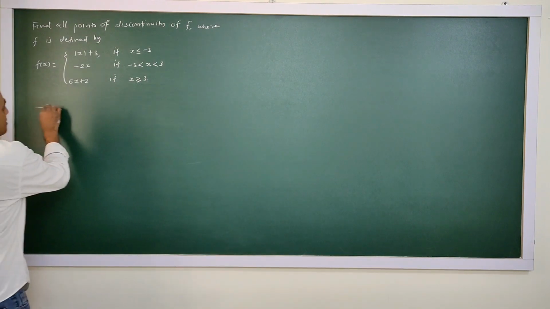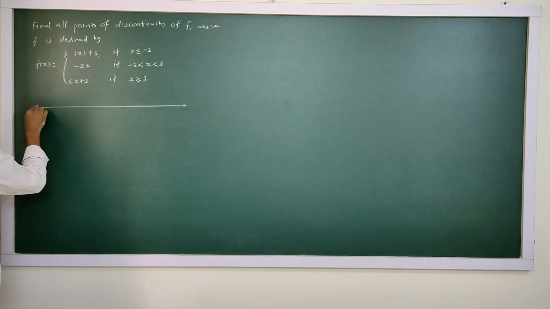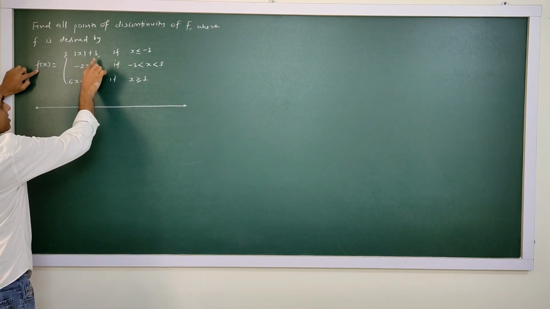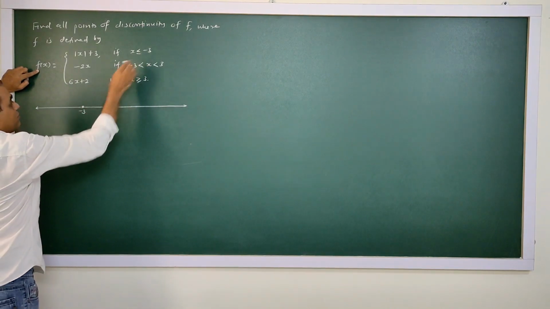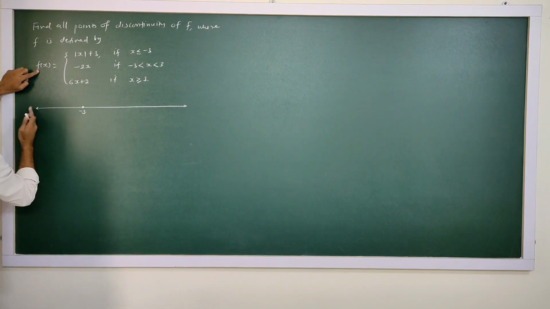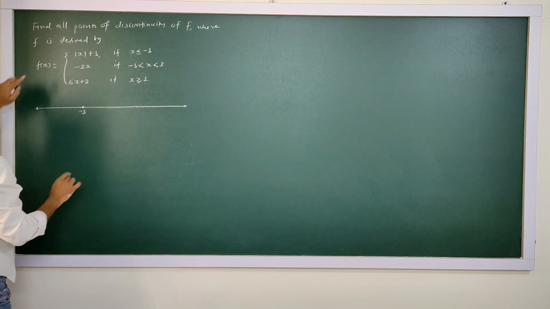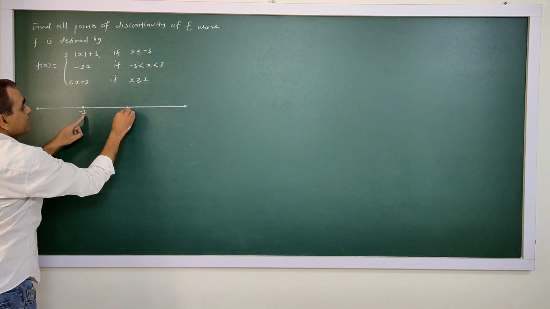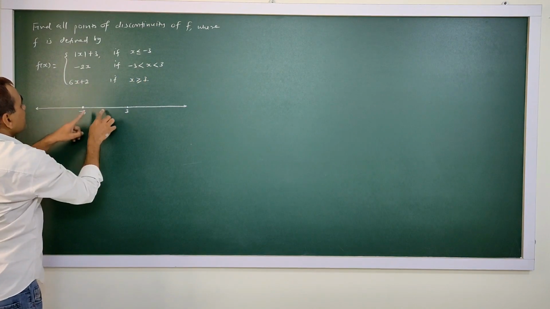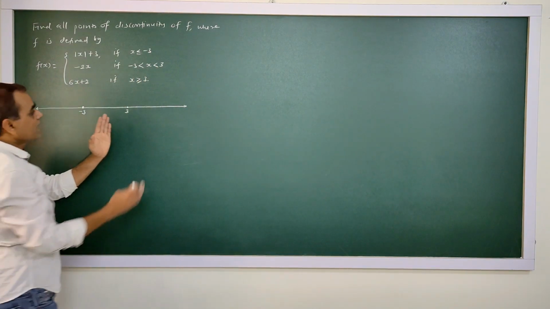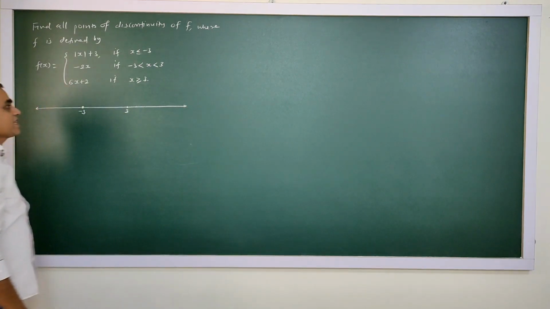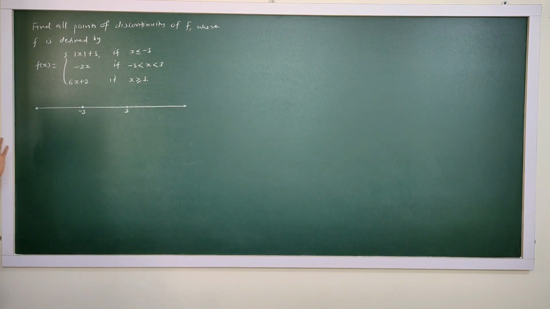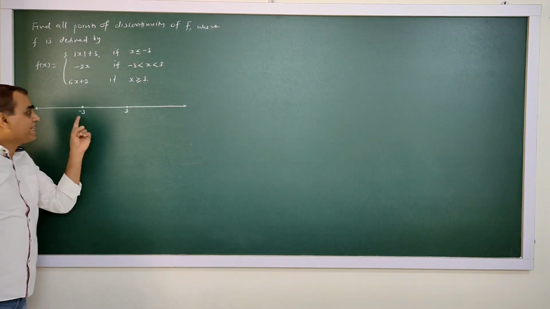So here the function f(x) equals modulus x plus 3 if x is less than or equal to minus 3. Minus 3 is here. For all values of x less than or equal to minus 3, this is the formula for f(x). If x is between minus 3 and 3, then f(x) is 2x. And for x more than or equal to 3, f(x) is 6x plus 2. So the function is changing formula at minus 3 and 3.